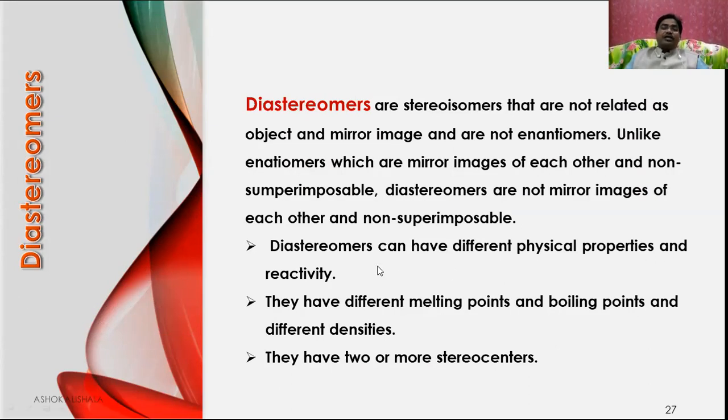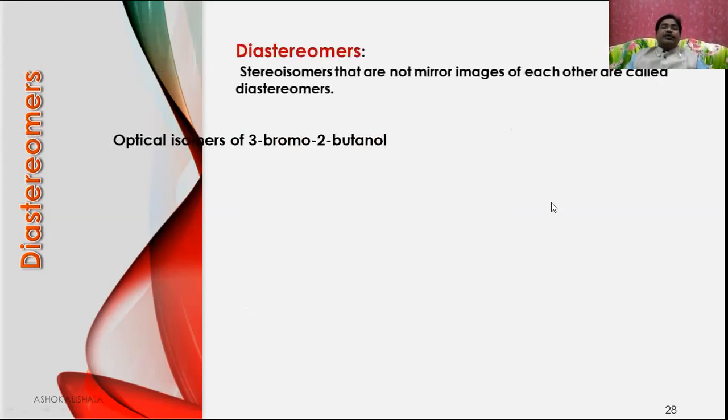Diastereomers can have different physical properties and reactivity, meaning chemical properties. They have different melting points and boiling points, and they also differ in their densities. They have two or more stereocenters; a minimum of two stereocenters is needed, and possibly more. That means diastereomers, like enantiomers, are also stereoisomers, but these are not mirror images and not superimposable. Stereoisomers that are not mirror images of each other are called diastereomers.